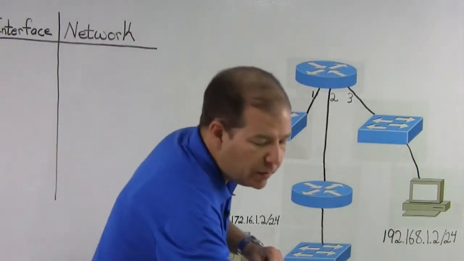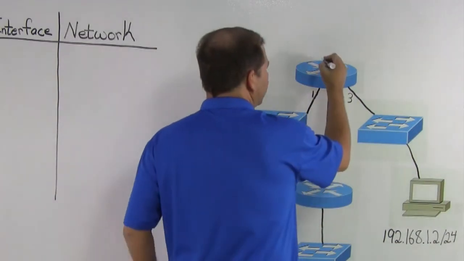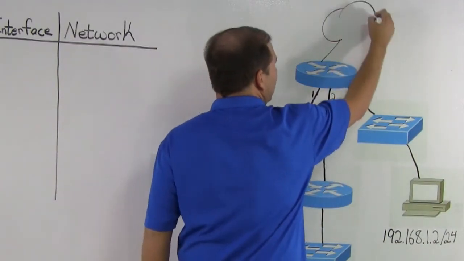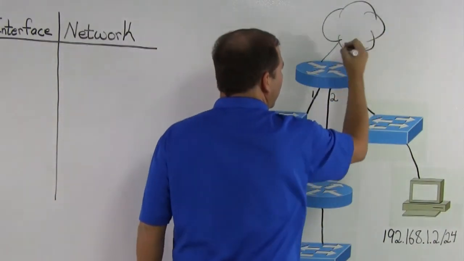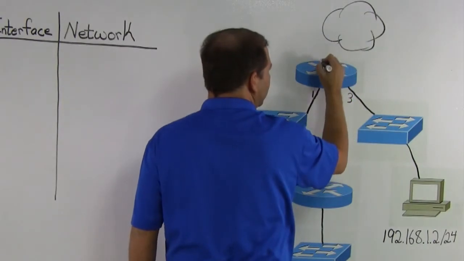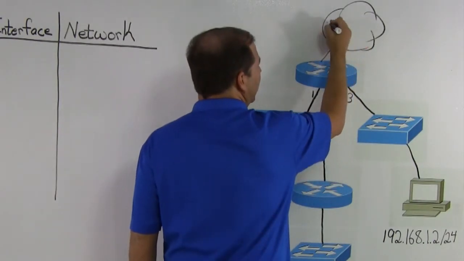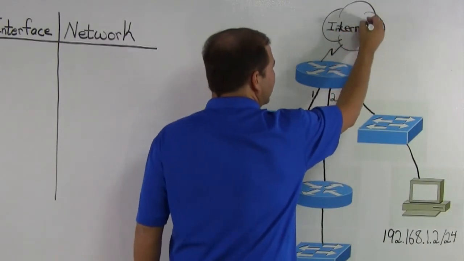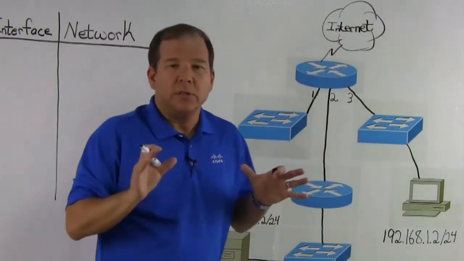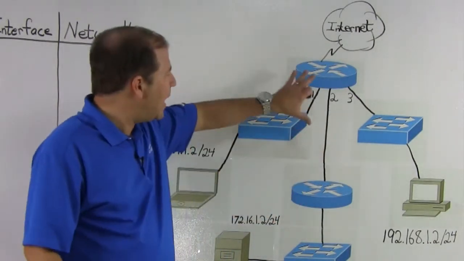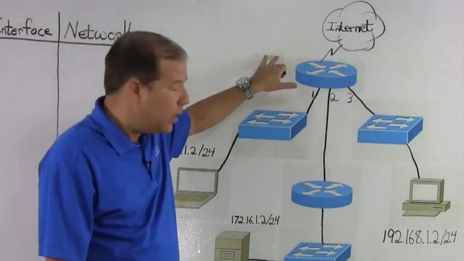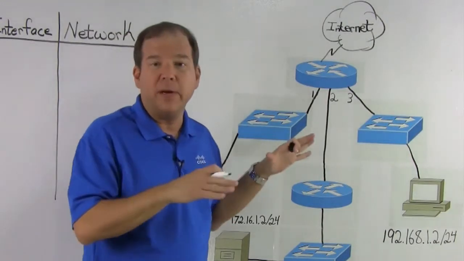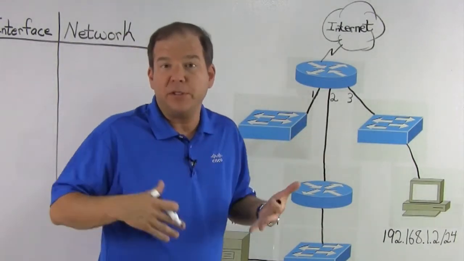Let's add one thing to this. Let's add a connection out to the internet. I'll draw a cloud, and we'll make this a WAN connection, the lightning bolt connection. And we'll say that is the internet. What we want to talk about here is how does this router specifically learn about all of the different networks to which it's attached or which it can reach.